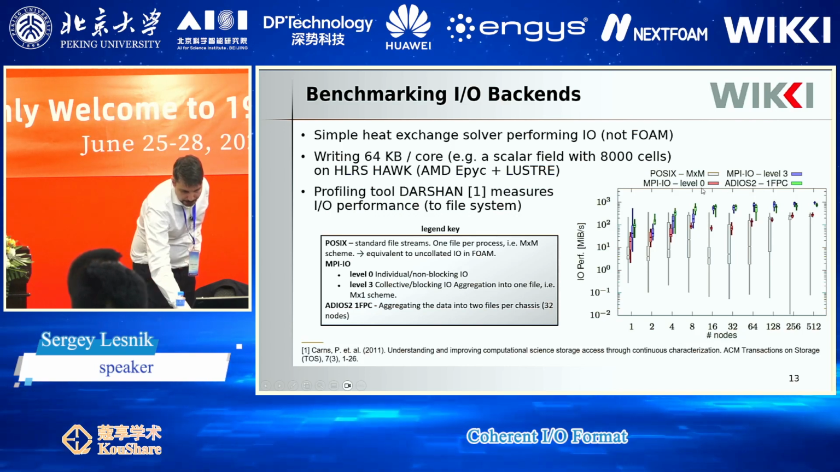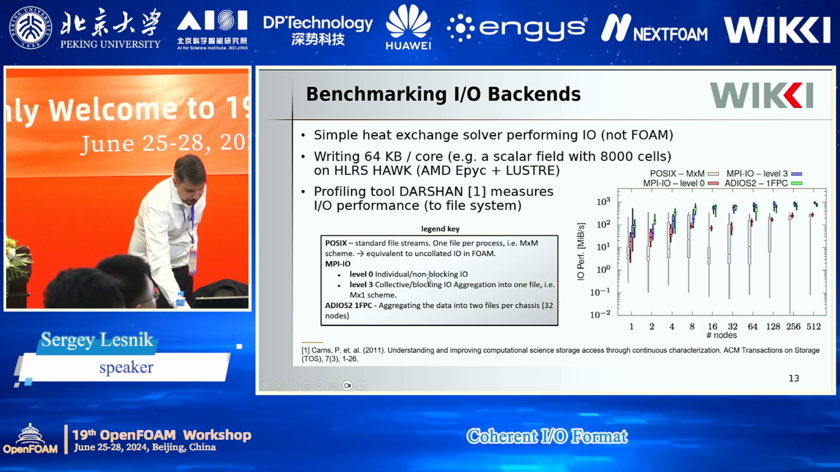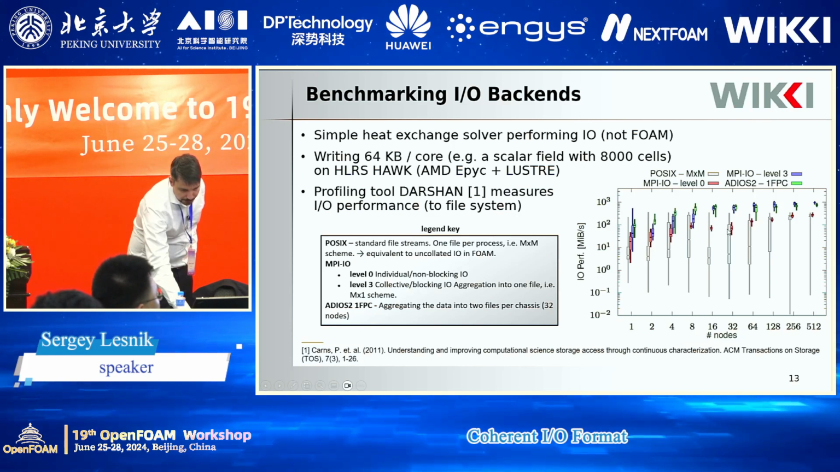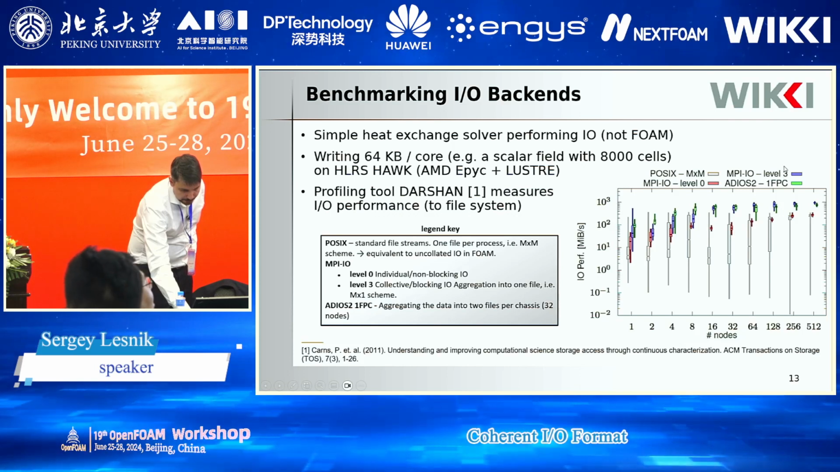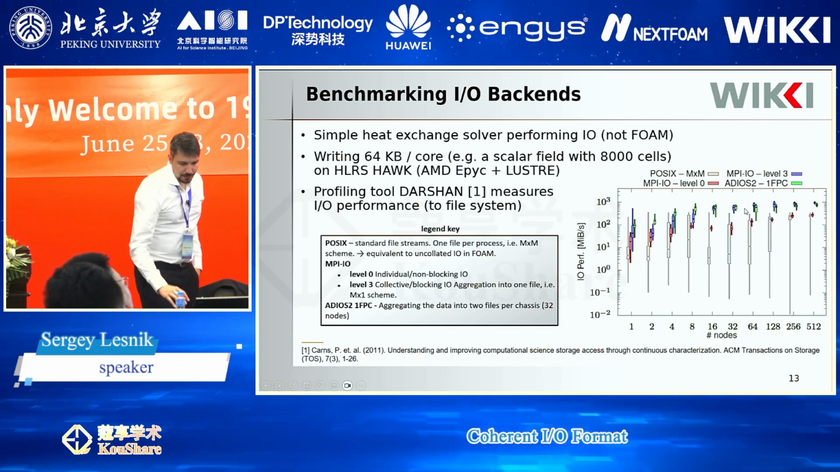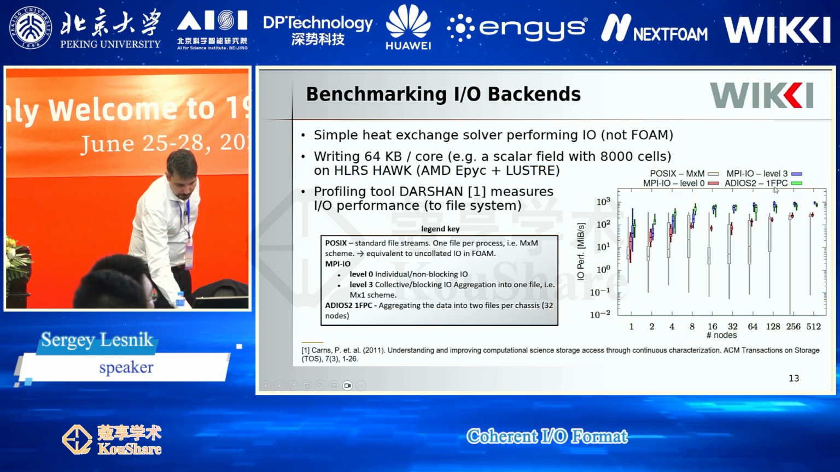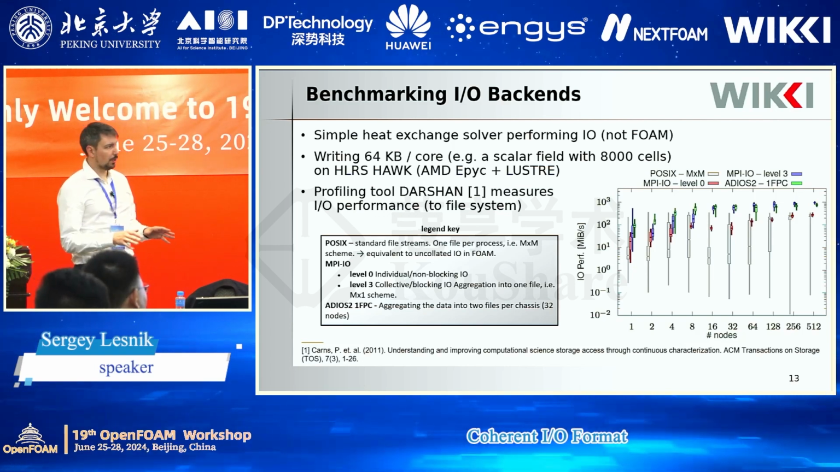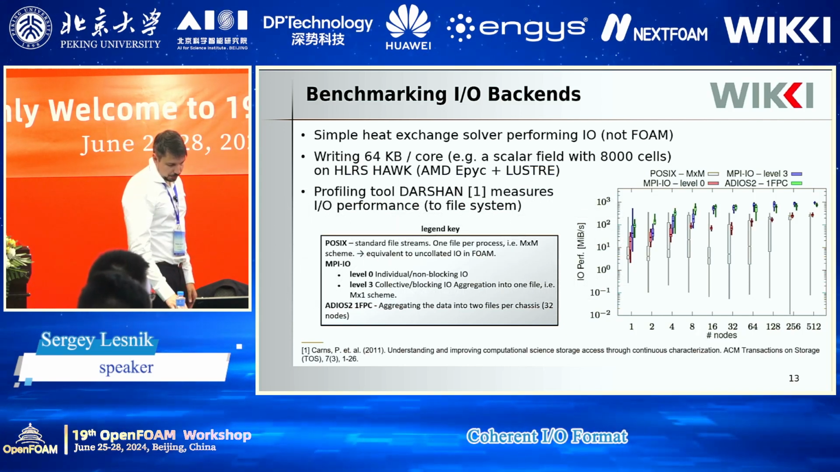So comparing the MPI I/O, there are also some levels. Level 0 is non-blocking I/O. Level 3 is the collective blocking I/O. And the blocking, in this case level 3, showed better performance. But the key message here: ADIOS2, the green one, is on par with the MPI I/O. So we were satisfied with our choice, and that's also the reason why we chose ADIOS2.